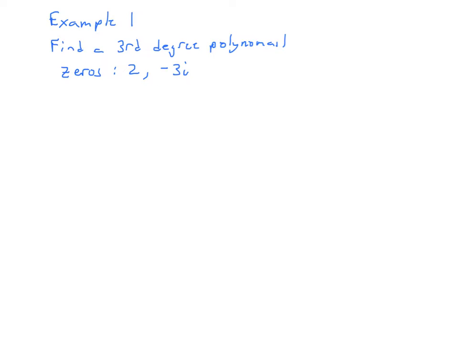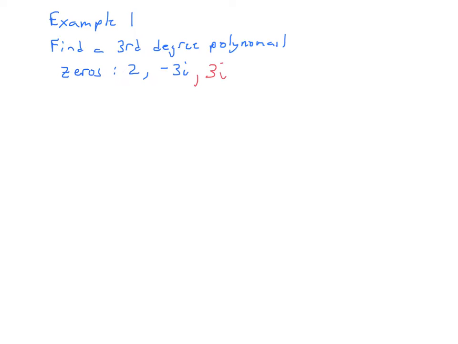Well, the first thing I want you to realize on this: not only do we have a 0 at negative 3i, but because of that last theorem that we had, that they come in conjugate pairs, I know another 0 on this is going to be 3i. So I actually have those 3 zeros, and I want to find a polynomial that will have 3 zeros. The 3 zeros are 2, negative 3i, and 3i.